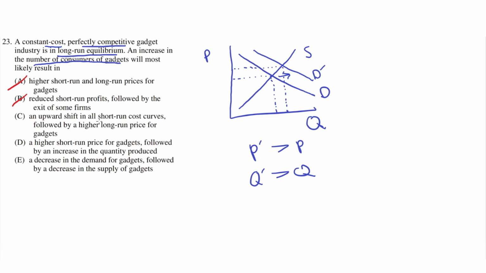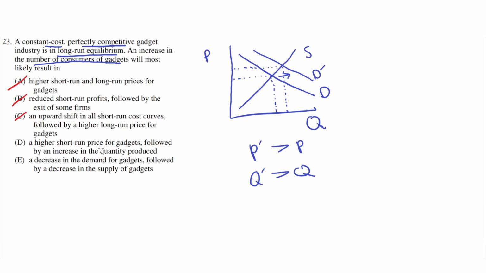C. An upward shift in all short-run cost curves followed by a higher long-run price for gadgets. This is incorrect because both aspects are incorrect, where there is no upward shift in all short-run cost curves, because this is an increase in demand, not a change in supply. So an upward shift in all short-run cost curves wouldn't make sense, and neither would a higher long-run price for gadgets, because in option choice A we highlighted how the long-run prices for gadgets will stay the same. Therefore, because both of these aspects are incorrect, C is wrong.